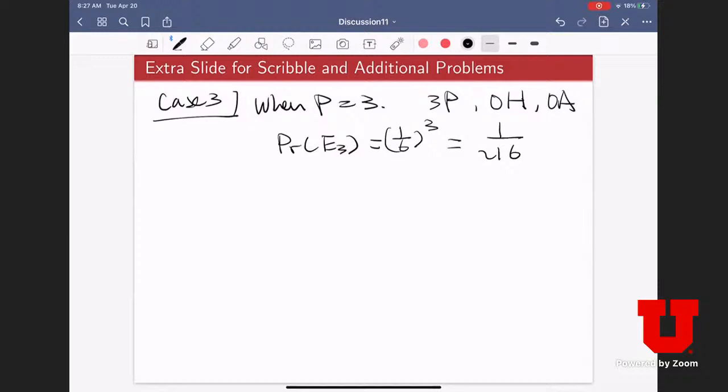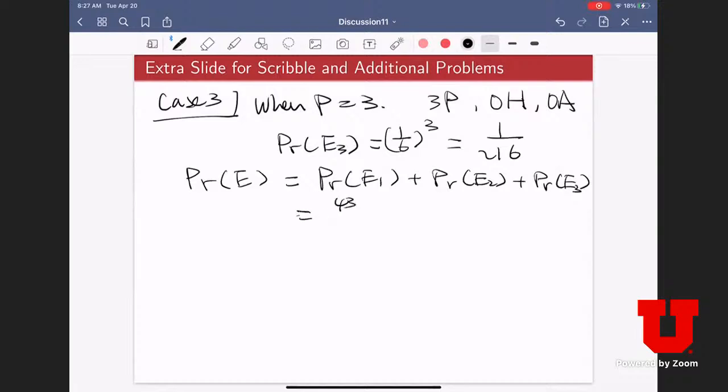All right, and then you just want the event E. You just want to add all the probabilities together to cover all cases. And I think this should give you 43/216.